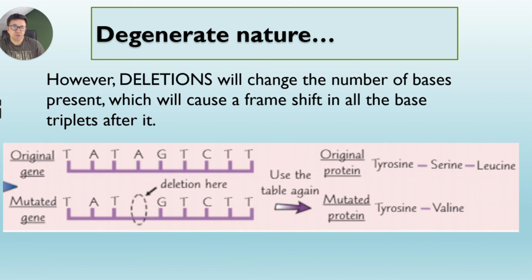However, deletions do change the number of bases present, and that will cause a frame shift in all the base triplets after it. So you can see A is missing, so therefore it will shift, and therefore you'll get GTC, so it will code for valine rather than serine.